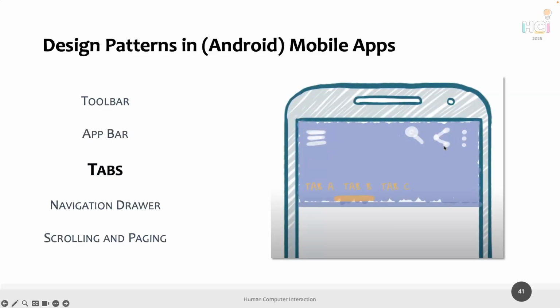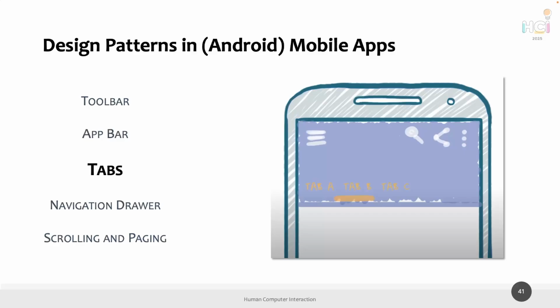Then we have tabs that are used to organize and navigate to different sections within your app. So on Android, tabs always appear on the top of the screen with these dimensions, and you can switch between them by swiping horizontally. And they are generally included in the app bar, in the toolbar, right? So it's, in a way, merging two different patterns.